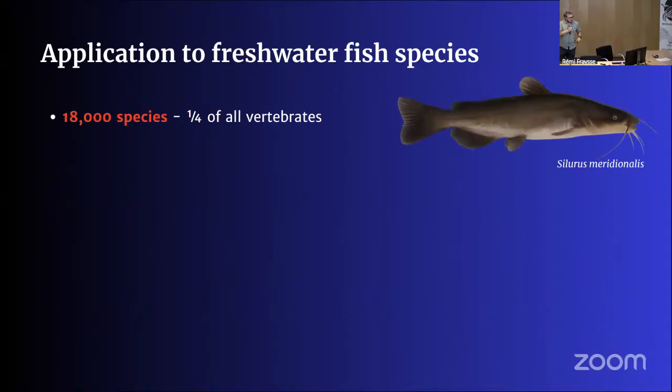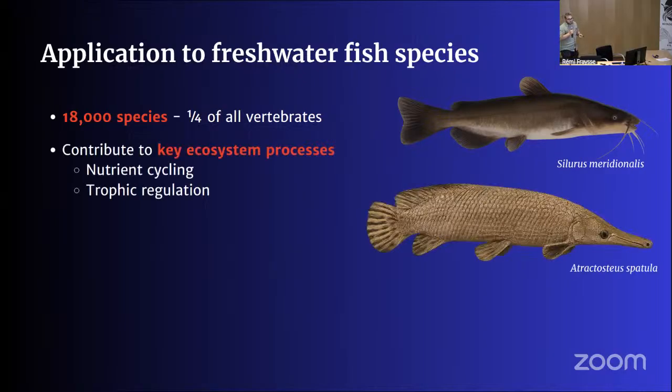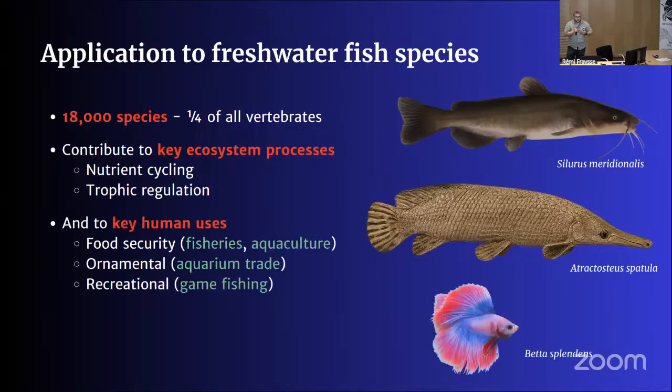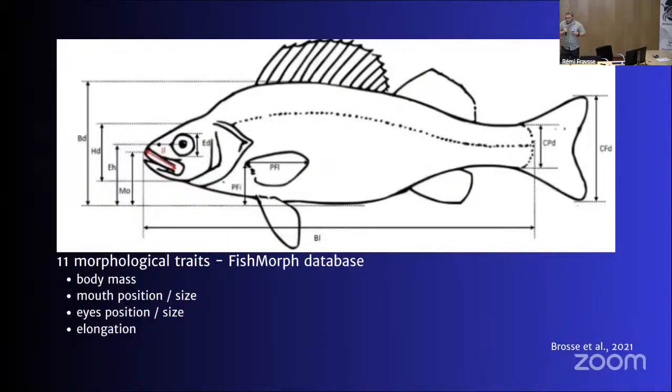First of all, freshwater fish species nearly cover half of the vertebrate diversity with 18,000 species. They contribute to key ecosystem processes like nutrient cycling or trophic regulation. And they are essential to human utilization, ensuring food security, ornamental and recreational use. We use the FishMorph database, which contains a lot of information regarding fish, and we use only morphological traits.